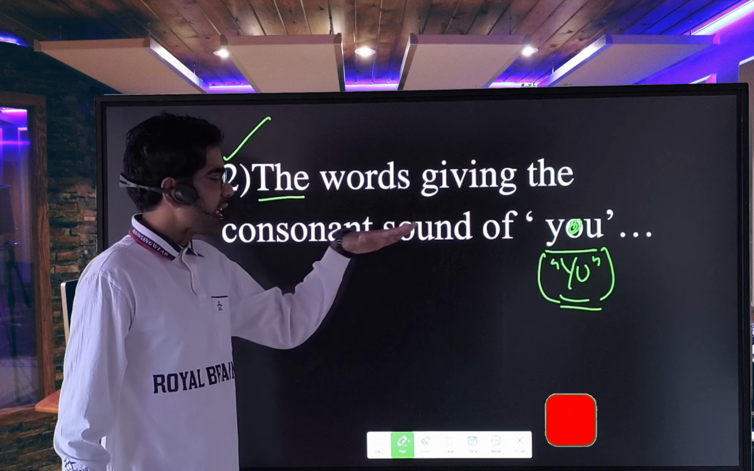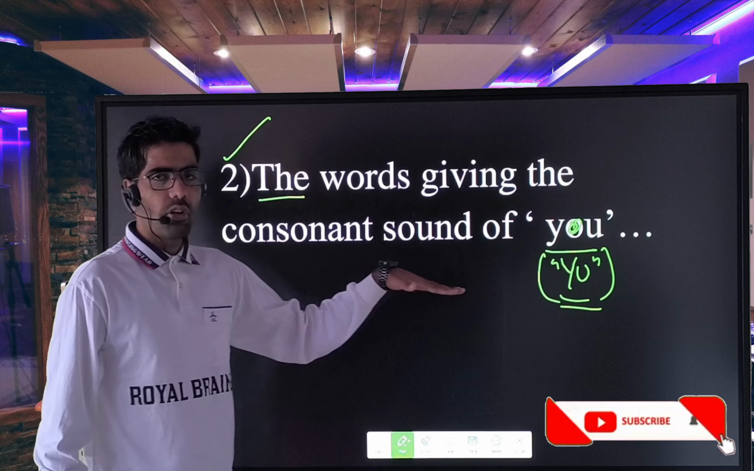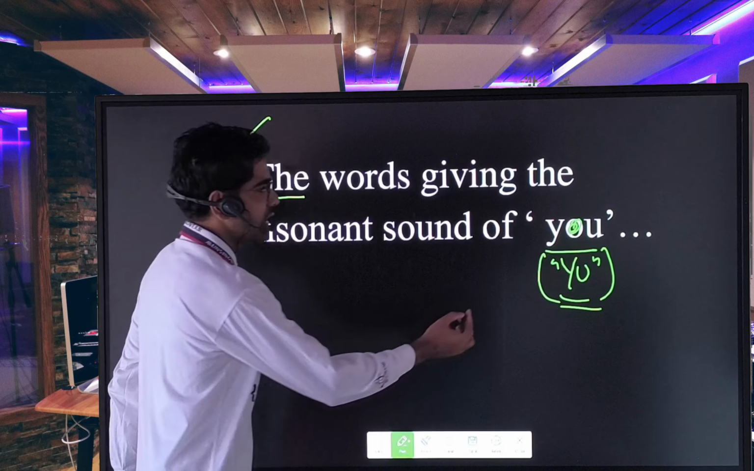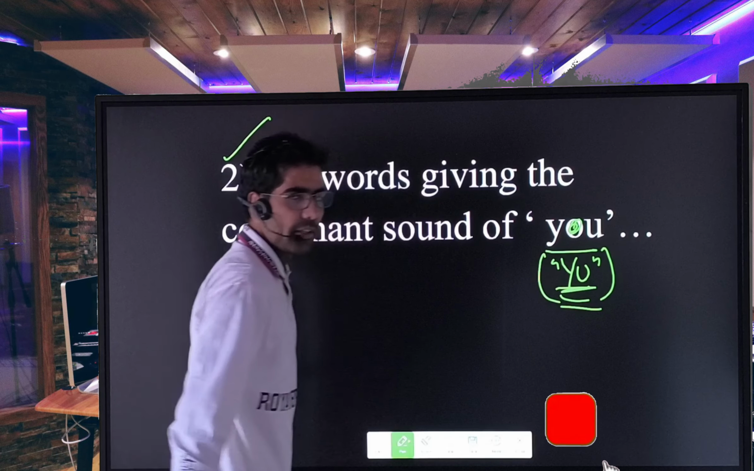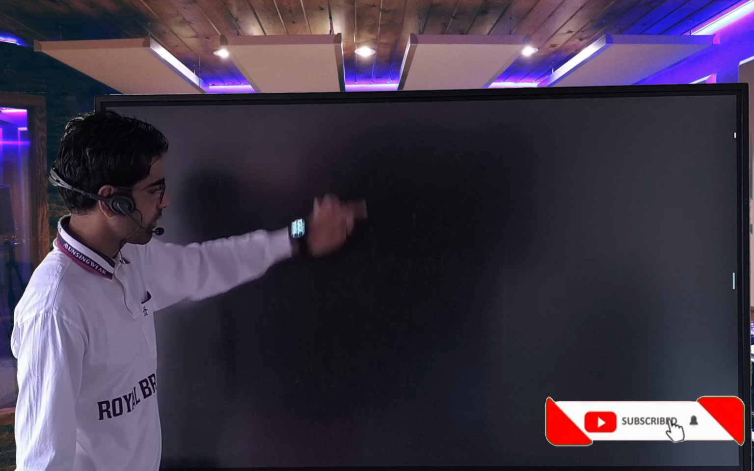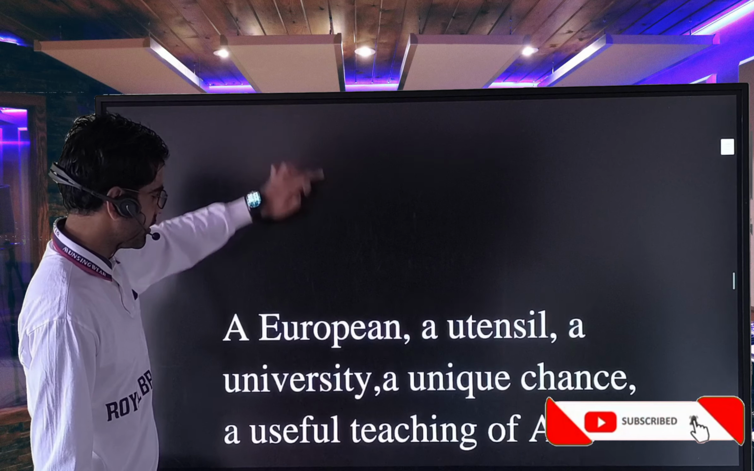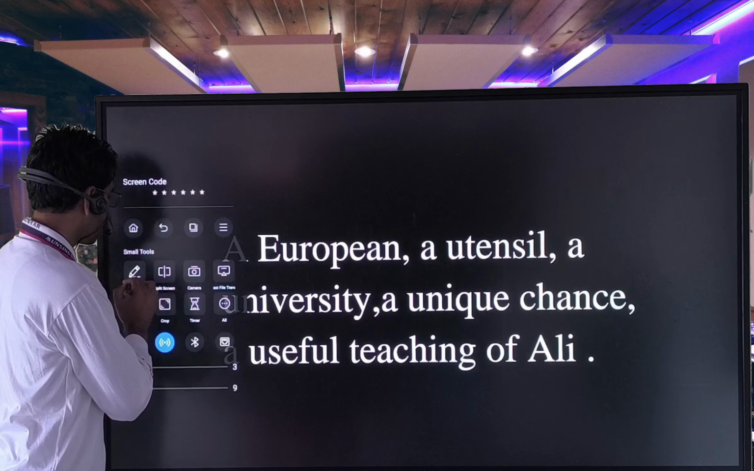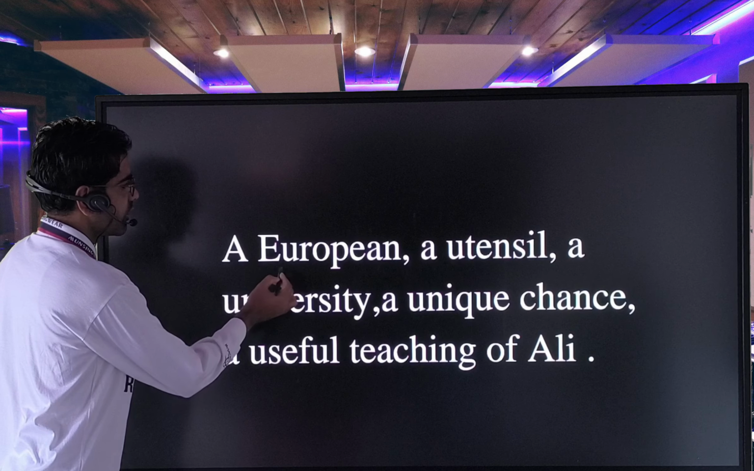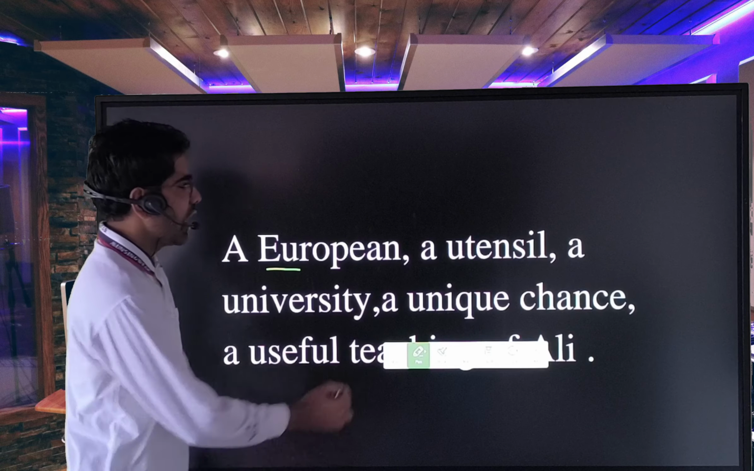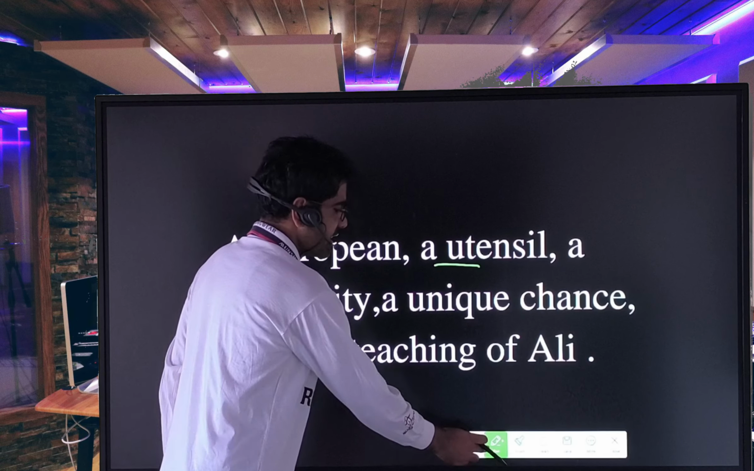The words giving the consonant sound of U. The words that give us the U sound in the beginning. For example, I say a European country, a European country, a utensil.